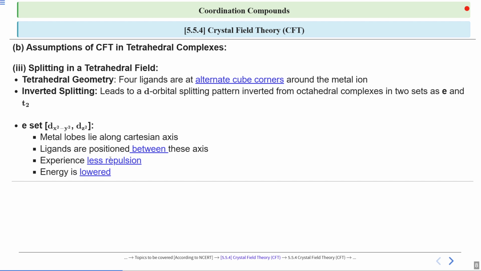That means the energy is going to be lowered for the E set. Remember, in the octahedral complexes, the energy was higher in the E set, due to the overlapping of the metal lobes and the ligand positions along the same axis. But here in the tetrahedral field, the E set energy is lower compared to the T2 set because they experience less repulsion, because of the position of the ligands between the Cartesian axes and the metal lobes along the Cartesian axes.